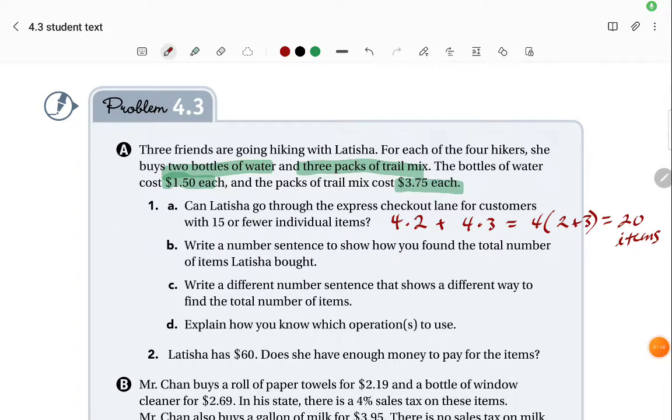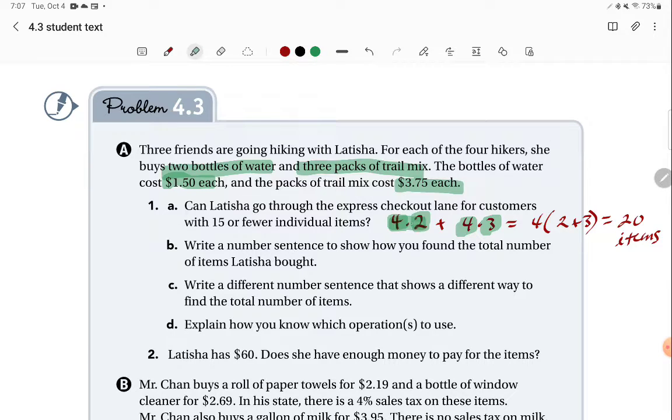So if we take a look at the first one, remember, she's buying for 4 people. When she's buying the water for 4 people, 2 bottles apiece. For the trail mix for 4 people, 3 packs of trail mix apiece. Now we're using these properties. I implore you to try to use some of these properties that we've been studying and don't just jump right to the answer. Think about, okay, what have we learned so far that I can rewrite this?